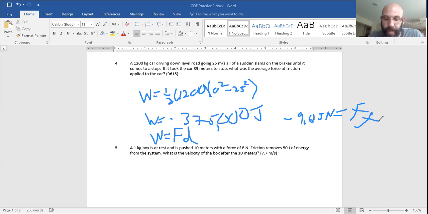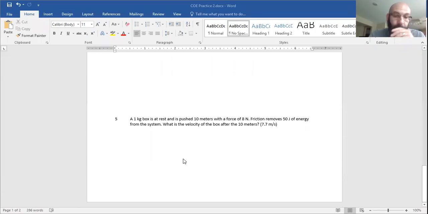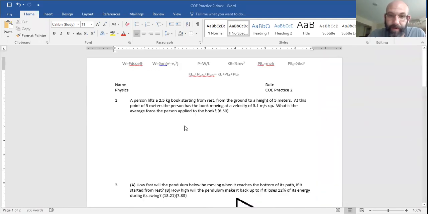All right. And last problem. A 1 kilogram block is placed and pushed 10 meters with a force of 8 newtons. Friction removes 50 joules from the system. What is the velocity of the box after the 10 meters? Okay. So if we shoot back up here, we want to use this equation at the end.